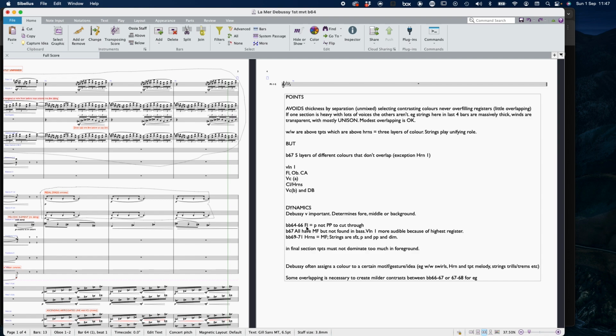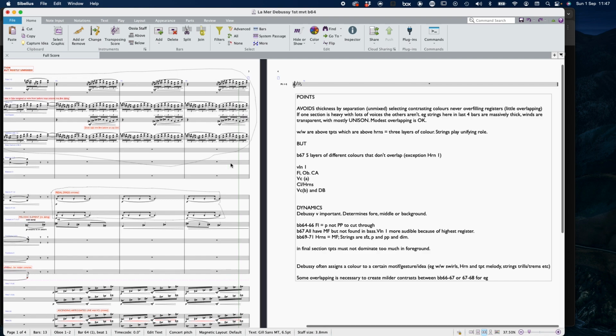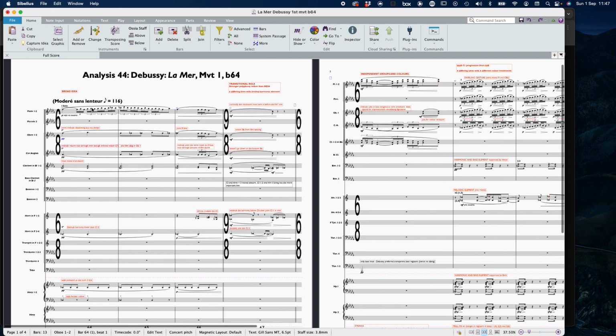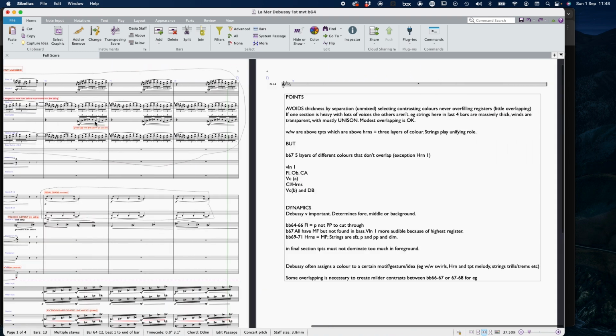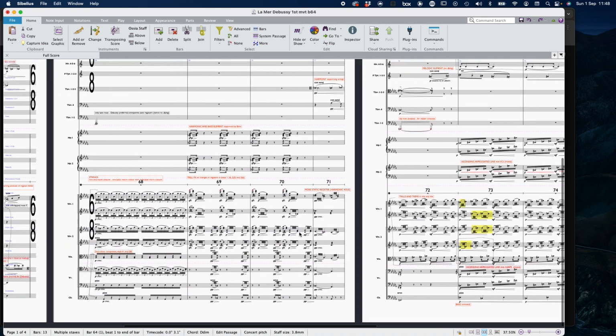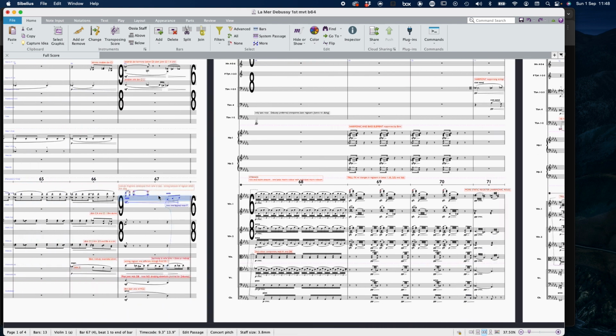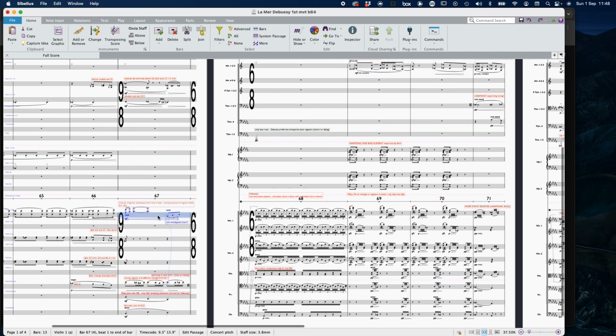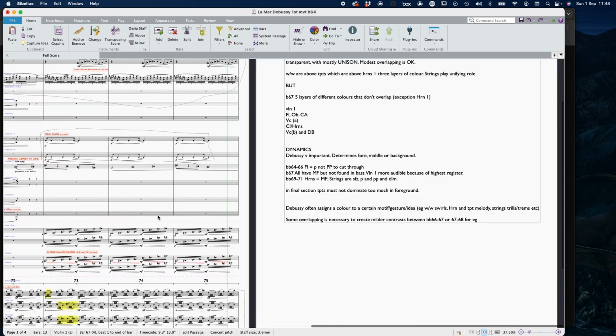So bar 64 to 65, the flute is piano, not PP, so that it cuts through. And it really does cut through because they're very similar register. So you need it to be a little bit louder as well, but it's in a good register for the flute. Bar 67, everybody has mezzo forte, but not in the bass. Violin 1 is more audible because it's in the highest register. So that was this bit here where we've got mezzo forte at that point as well. I'm not sure why I wrote but not in the bass. That is also mezzo forte.